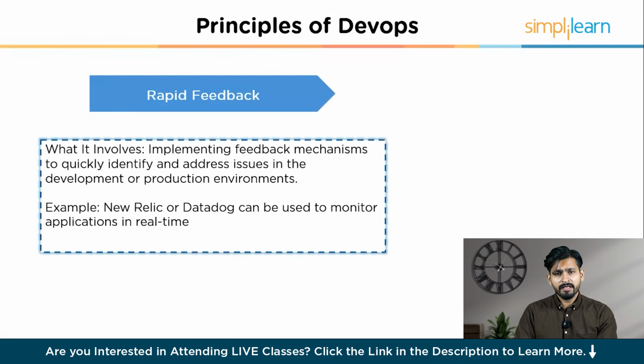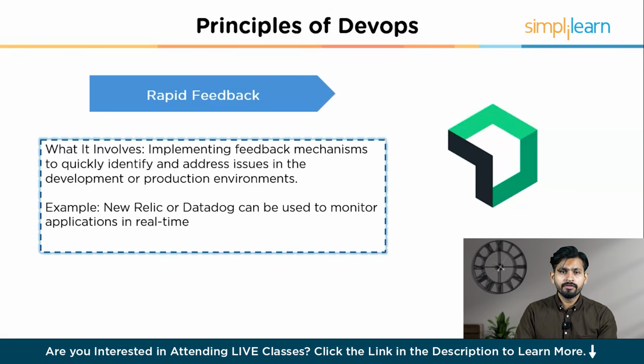So guys, what does it involve? It involves implementing feedback mechanisms for quickly identifying and addressing issues in the development and production environments. For example, we have New Relic, which can be used to monitor applications in real time, providing immediate feedback to developers if performance degrades or an error occurs. So these were some of the basic principles of DevOps. I hope you got an idea regarding this.